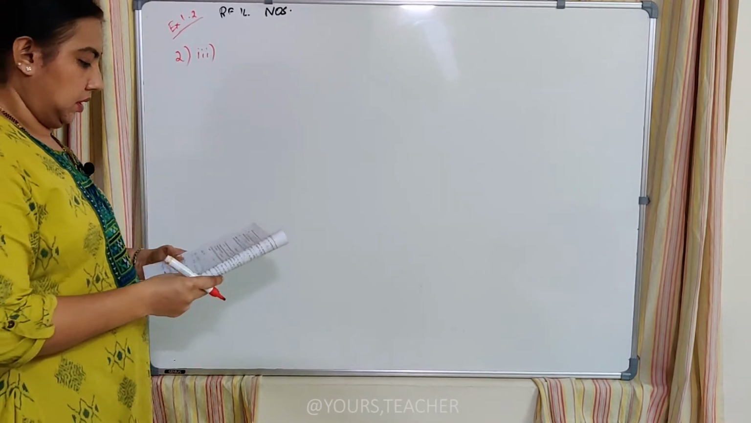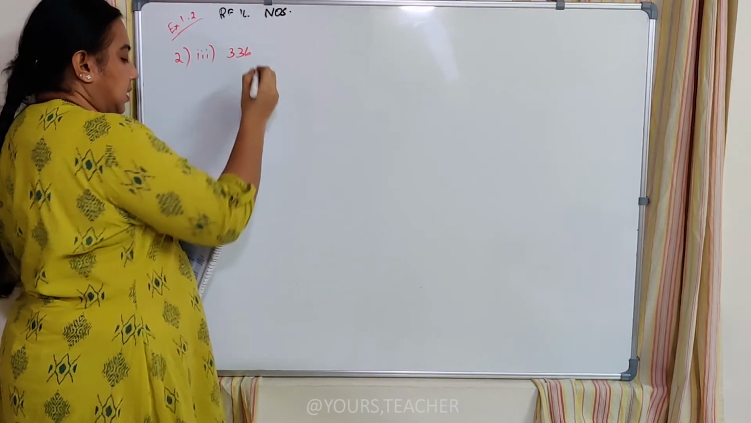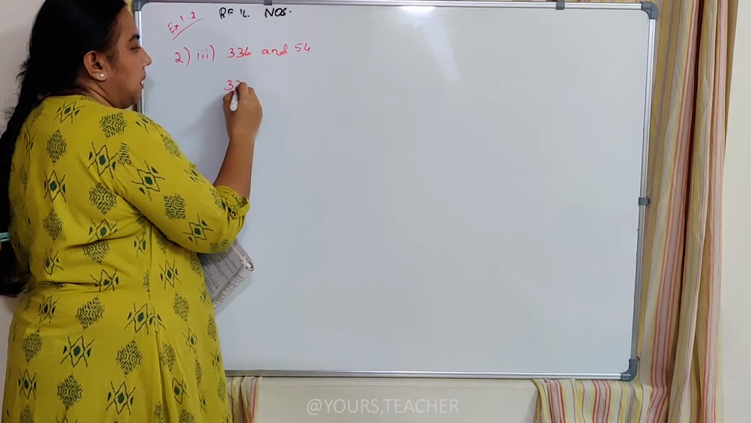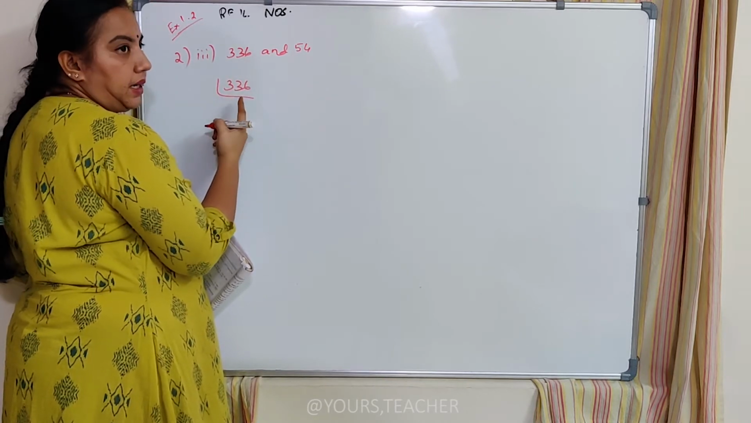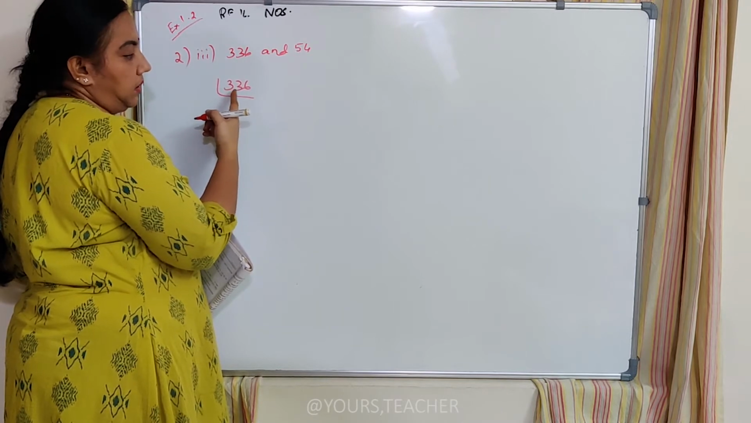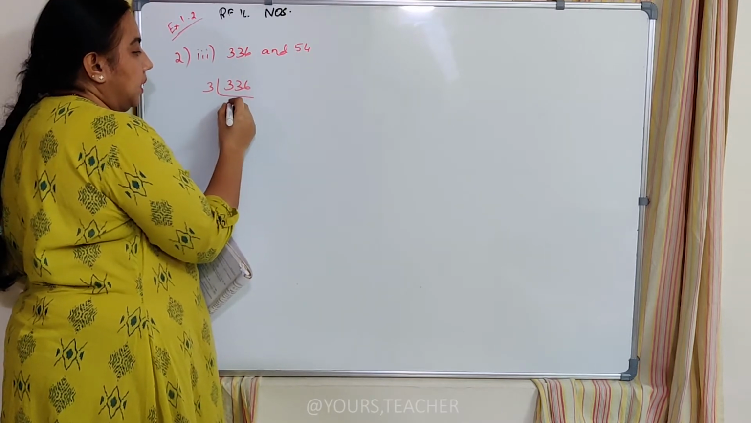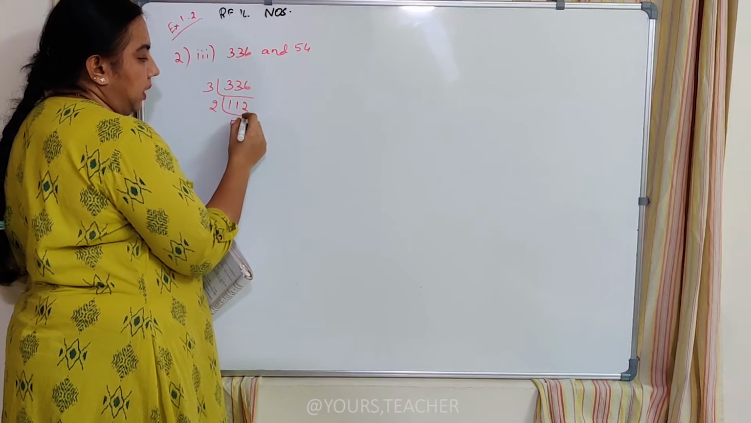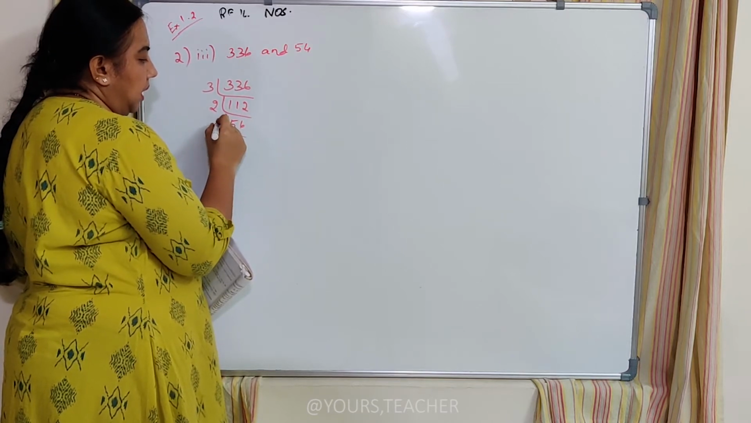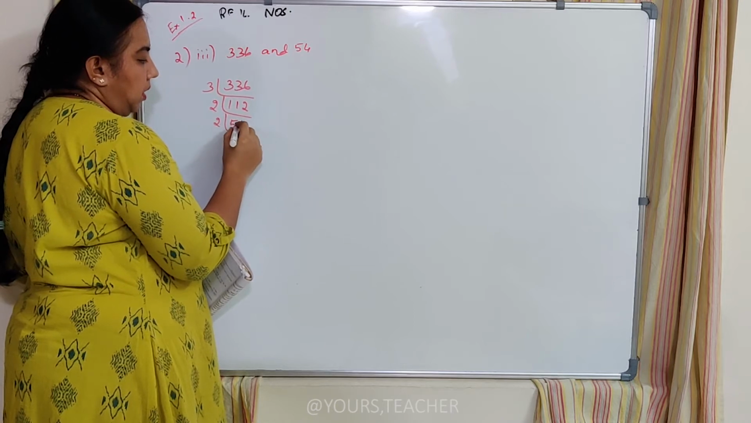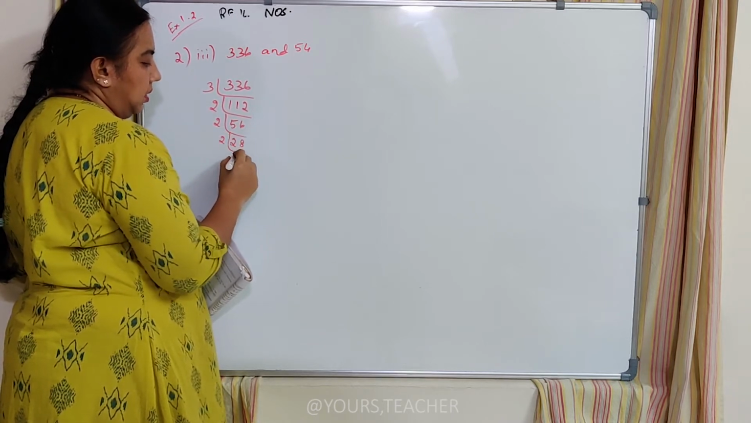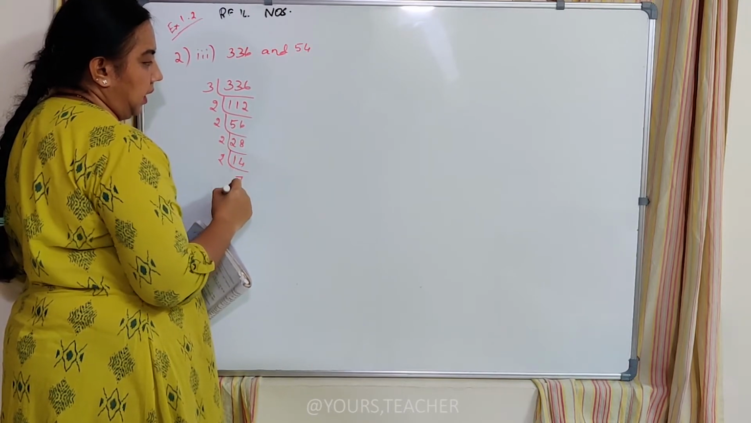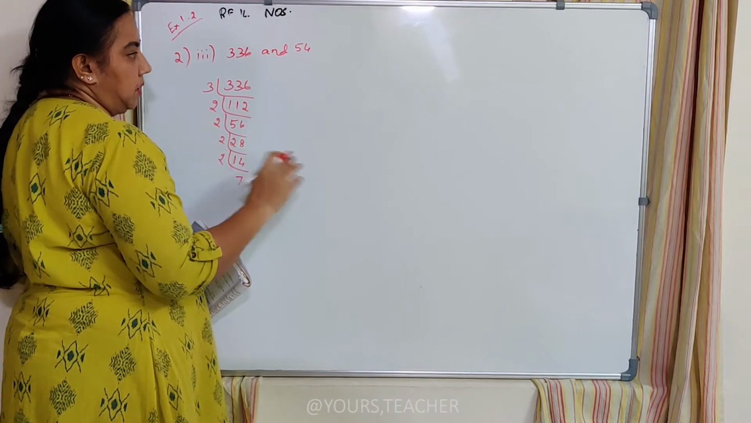Going back to the third sum, the question is 336 and 54. For prime factorization, I'm using 3 directly. I can use the 2 table also, but I'm using the 3 table because these are familiar numbers. 336 gives 112. Now I'm going back to the 2 table. 5 times, remainder 1, 12, 6. Again the 2 table, 16, 8. The 2 table, 4. The 2 table again, I get 7, and 7 is a prime number, so I end it there.